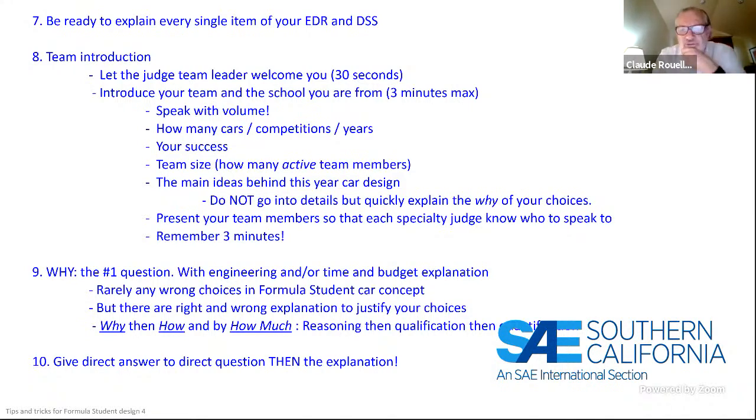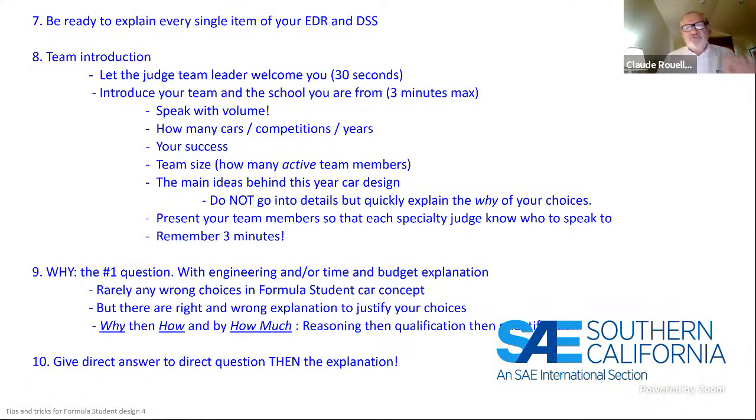Example, how much caster do you have? 5 degrees. I don't say it's right. I don't say it's wrong. Why do you choose 5 and not 4 or 6? And the guy started to go into a vehicle dynamics explanation, an academic course. No, don't swill around the pot. Give me a direct answer.